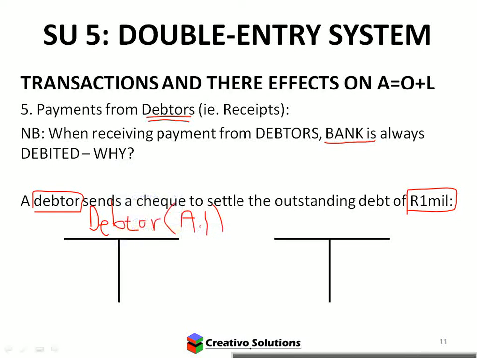The bank is going up. All right, so do you have more debtors or less debtors? Less debtors, because the debtor is actually paying you. So if they're paying you, the 1 million should have gone this side. Sorry. What happens to the bank? Well, if they're paying you, do you receive money from them? Yes. So the bank would have gone up, so the 1 million would have gone there.